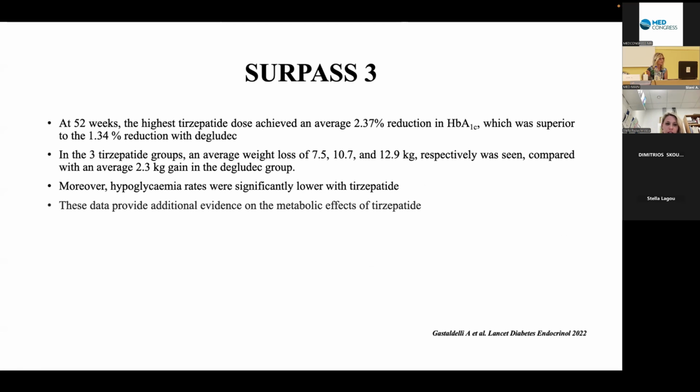Moreover, at 52 weeks, the highest tirzepatide dose achieved an average of 2.4% reduction in HbA1c, which was superior to the 1.34% reduction with degludec. In the 3 tirzepatide groups, an average weight loss of 7.5, 10.7, and 13 kilos respectively was seen, compared with an average 2.3 kilogram gain in the degludec group. Moreover, hypoglycemia rates were significantly lower with tirzepatide. These data provide additional evidence on the metabolic effects of tirzepatide.